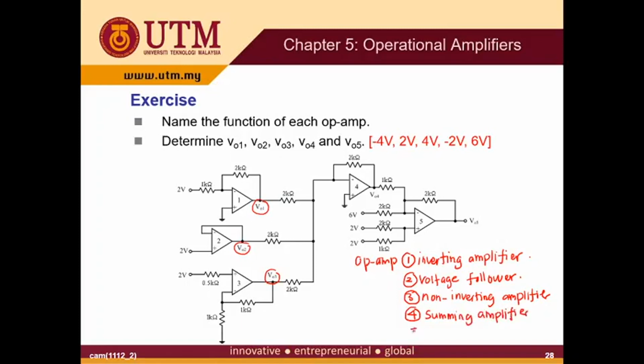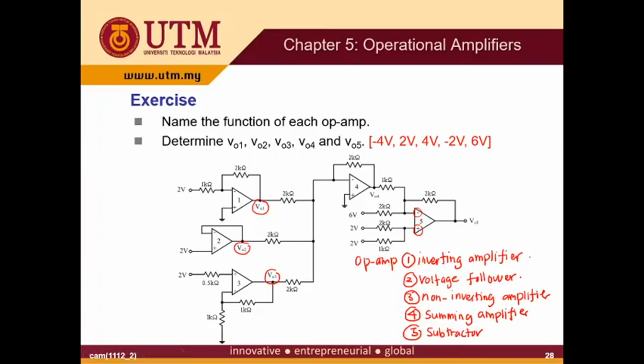And then the last one is number 5. In number 5, we have multiple inputs, and some of the inputs are connected to the positive, non-inverting input, and some of the inputs are connected to the inverting input. So this is the differential amplifier, or subtractor. Okay, so this is the naming of each function.